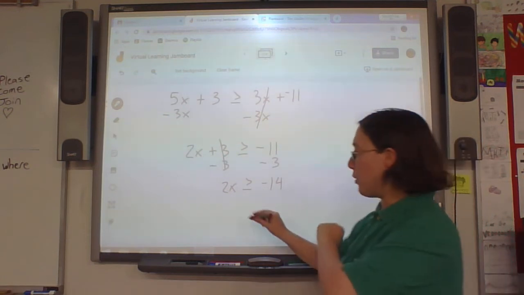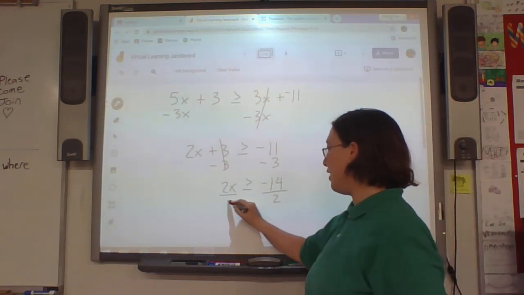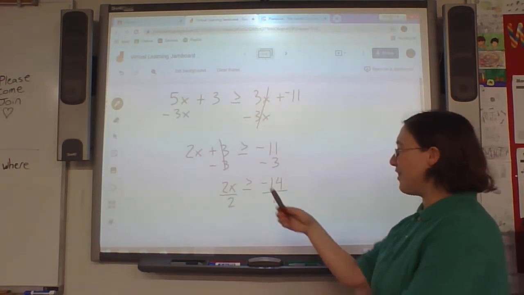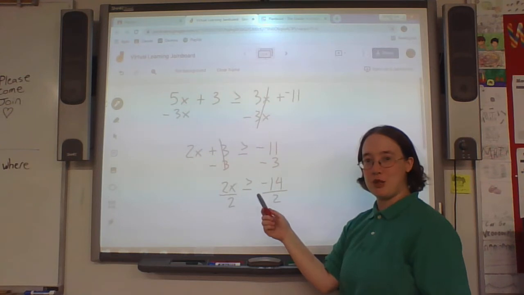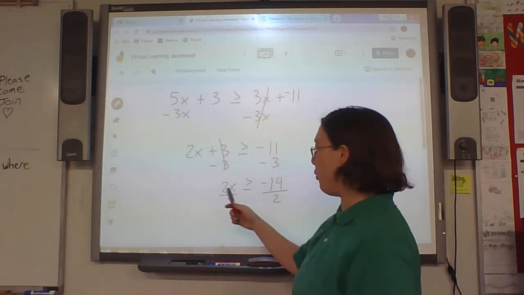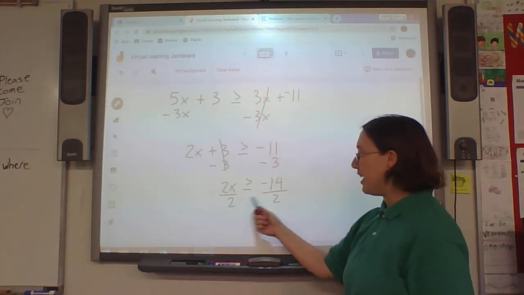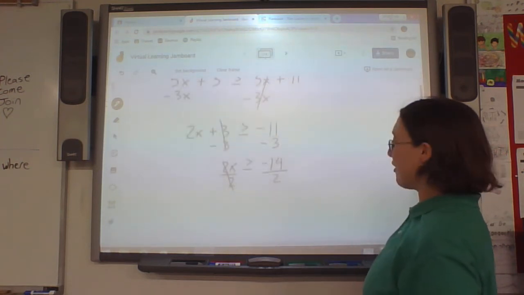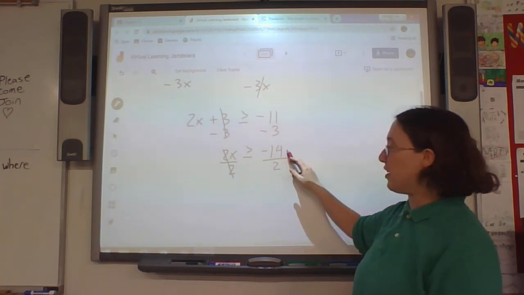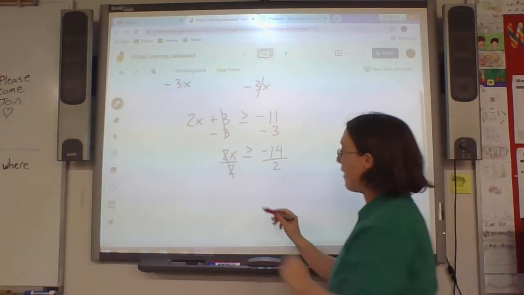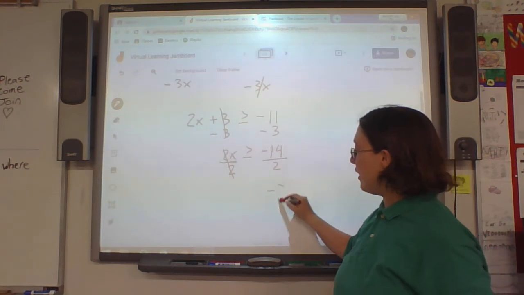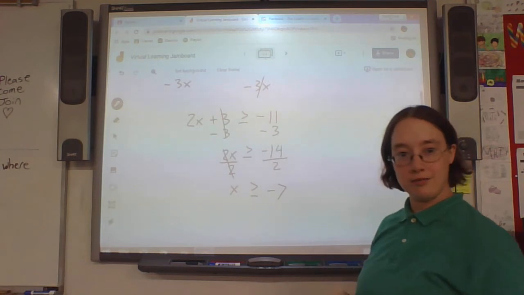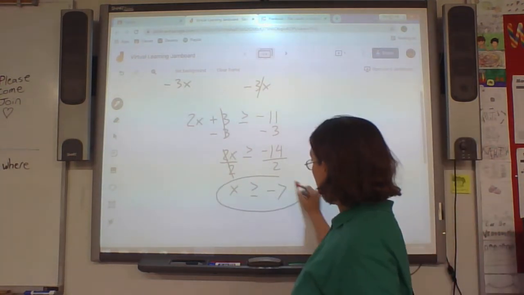Now, when we're dividing by that 2, do we flip that sign? There's a negative here, but we didn't divide by it. So we're only flipping our sign if the thing that we divided by is a negative. So this one wasn't. There's a negative in our problem, but it's over here and we're not dividing both sides by that thing. So this is a negative 7. This sign stays, and we've got our x over here. And there we go. Okay.